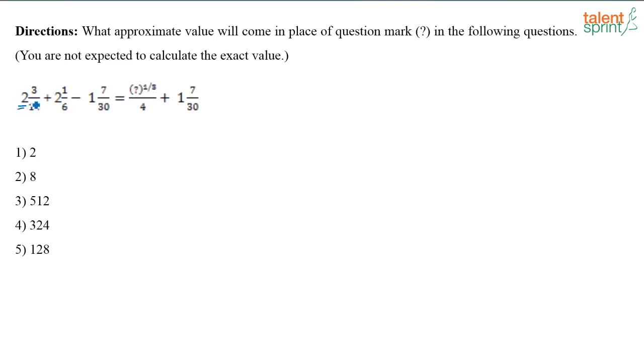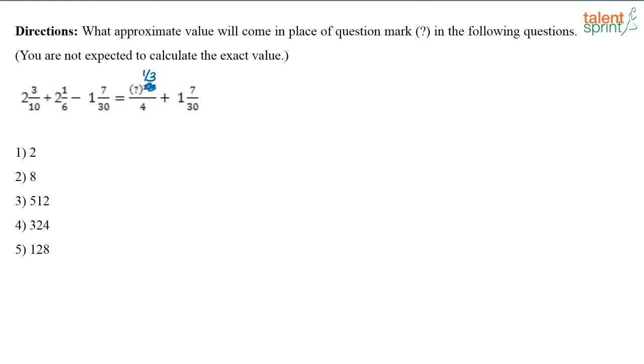See here, these are mixed fractions, so you have 2 3 by 10. Mixed fractions are when you have a whole number part and a fractional part, right? So 2 3 by 10 plus 2 1 by 6 minus 1 7 by 30 is equal to question mark whole to the power 1 by 3. It is actually 1 by 3; the way it has been printed, you might get confused whether it is 3 or 8. I am telling you it is 3. Divided by 4 plus 1 7 by 30.